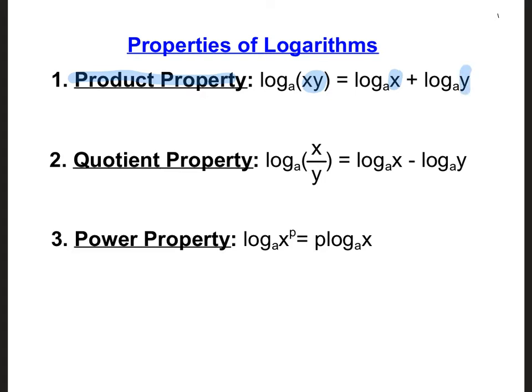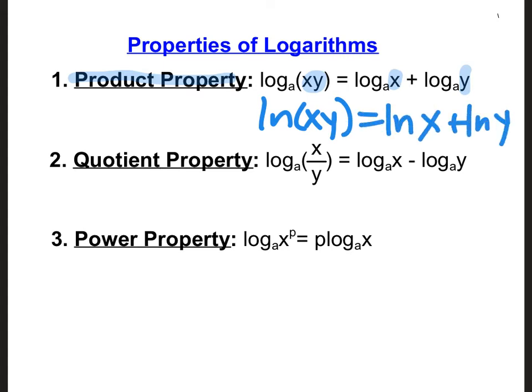Now all of the properties we're talking about today work with natural logs too. So if I had the natural log of x times y, that would be the same as the natural log of x plus the natural log of y. All right, your second one is the quotient property.